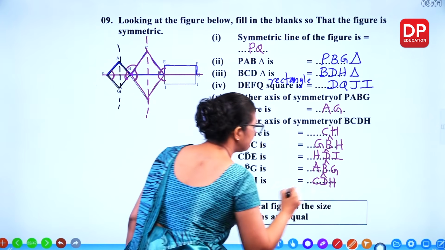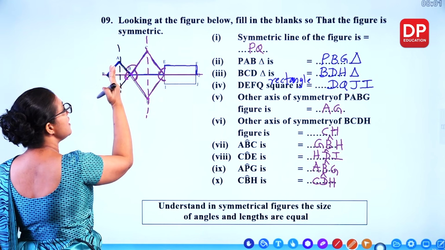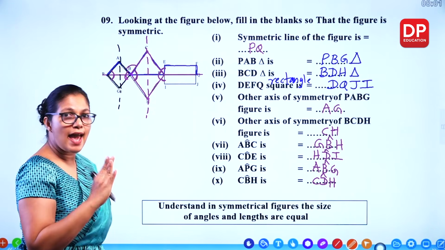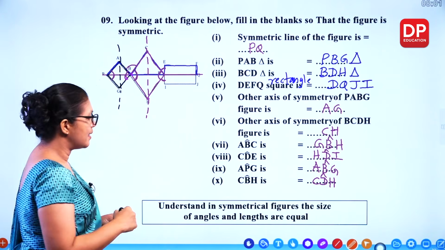CDH angle. So understand in symmetrical figures, the size of angles and lengths are equal. So when you take the line of symmetry, the lengths and all the angles on one side are equal to the other side.